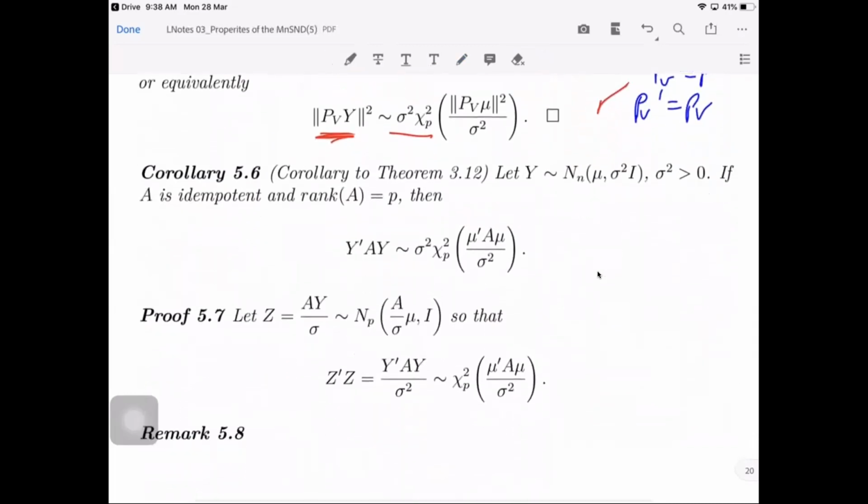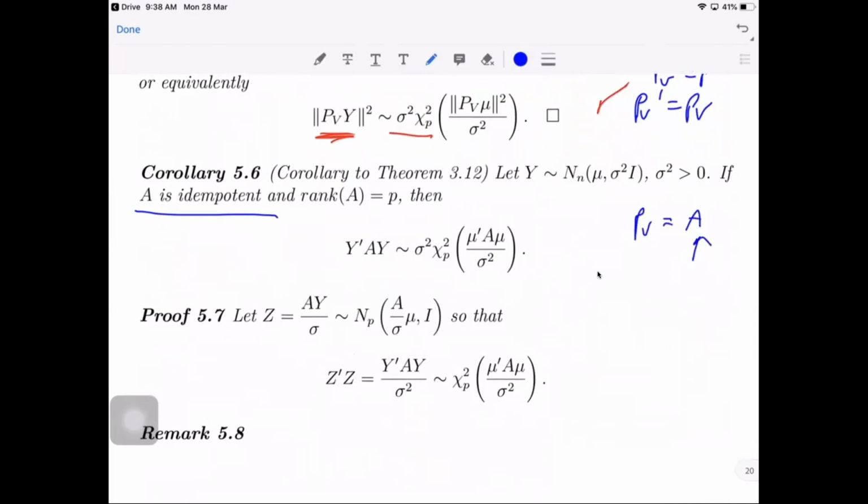Then as a corollary of that, if we have an A which is idempotent, instead of P B we now have A idempotent. An idempotent matrix has two conditions: A prime is equal to A, and A squared is equal to A. So it is the same condition as your P B.